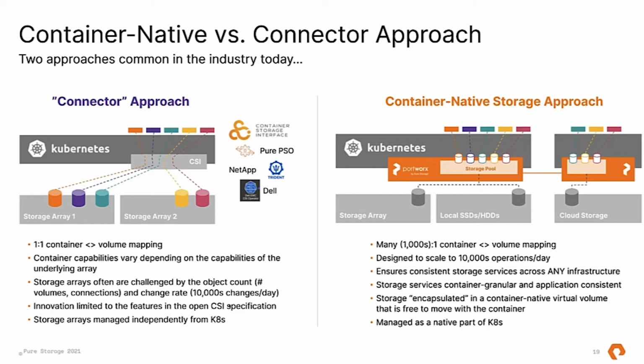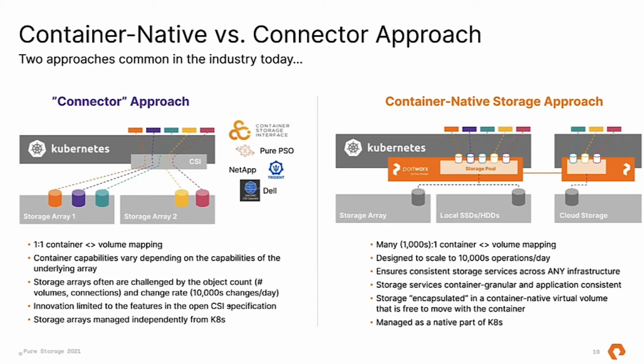And by having this common pool that sits within the Kubernetes control plane, it allows us to scale, first of all, to the Kubernetes scalability, to provide that scalability we need as our applications grow. It also lets us ensure that we have consistent storage services across any infrastructure. So rather than it being dependent on the CSI spec for each underlying array, we have one set of consistent storage services for any infrastructure.